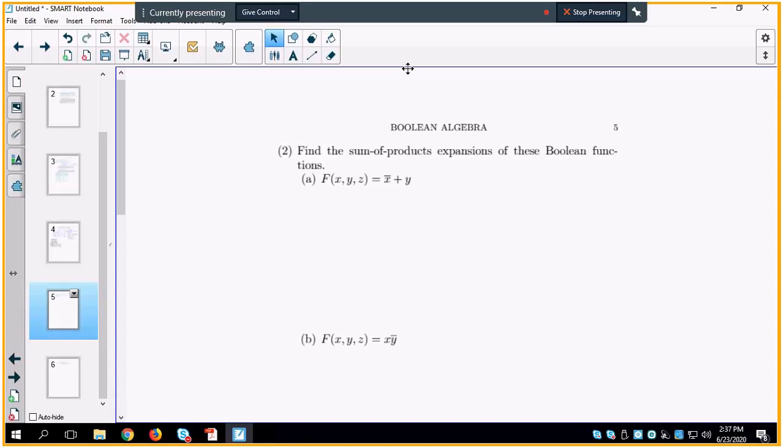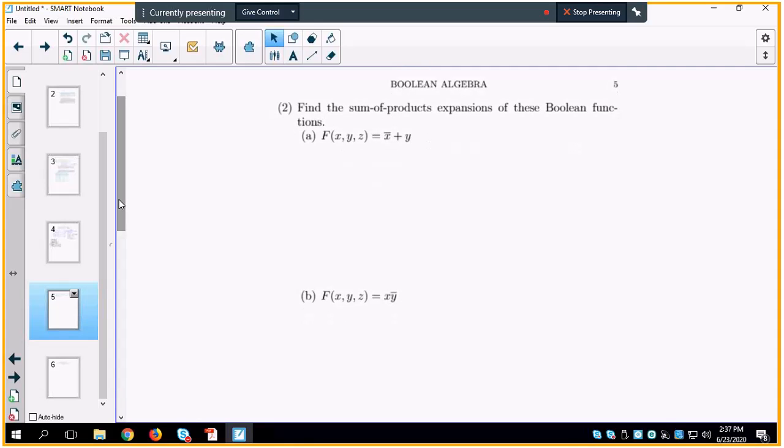Okay, so in this exercise, we want to find the sum of products expansions of these Boolean functions. So the first function, f of x, y, z, is equal to x bar plus y. So we have two terms, and each term is missing a couple of variables. The x bar term is missing y and z. The y term is missing x and z. So we'll just introduce these terms.